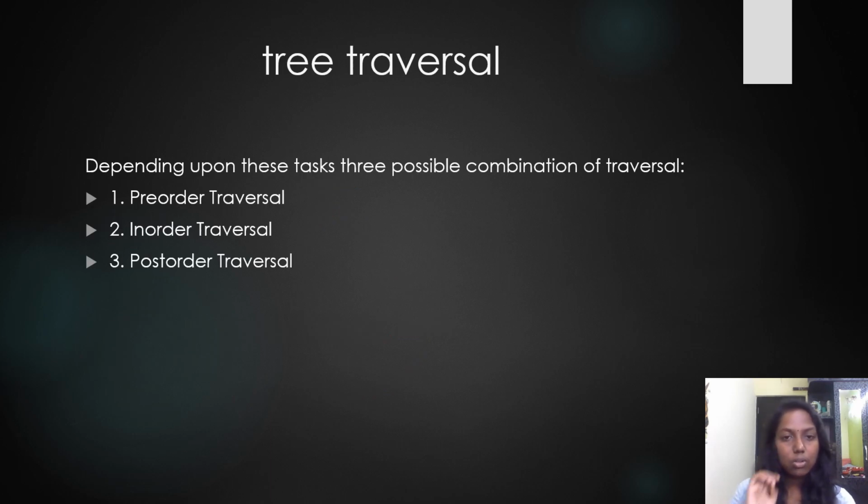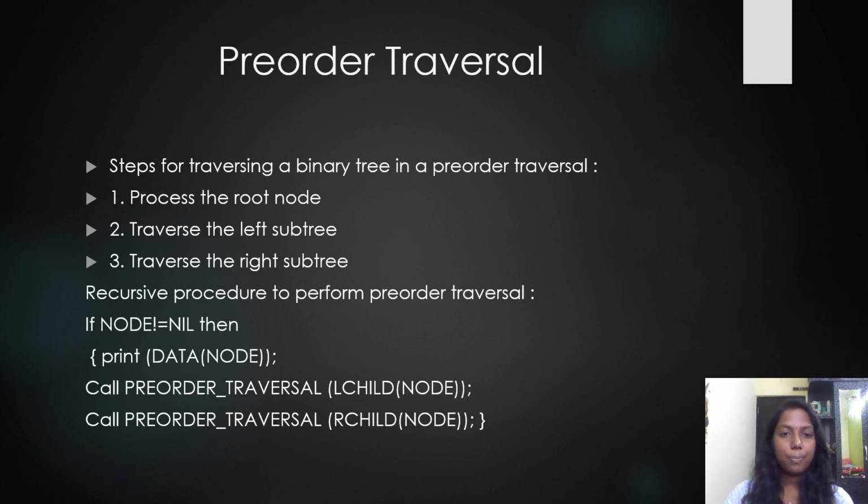Tree traversal. As we all know, there are three types of tree traversals possible: pre-order, in-order, and post-order. In pre-order, we first traverse the root node, then the left subtree, and then the right subtree. So if this is our tree, during pre-order, we first traverse the root node, then this is second, and this is third. Now, to perform this, we check if the node is not equal to nil. So this node is not supposed to be nil.